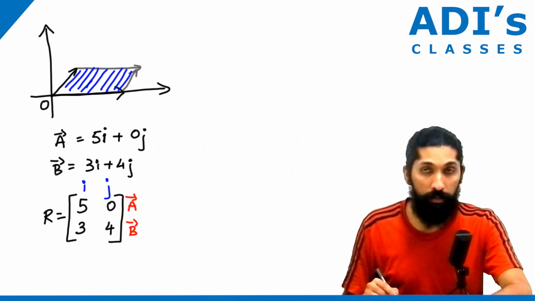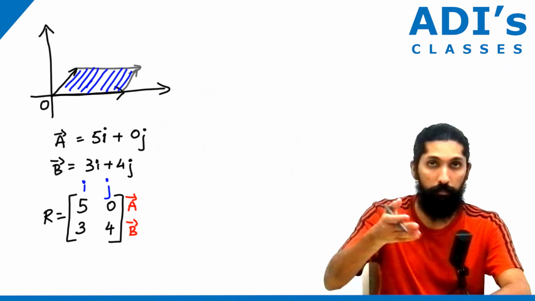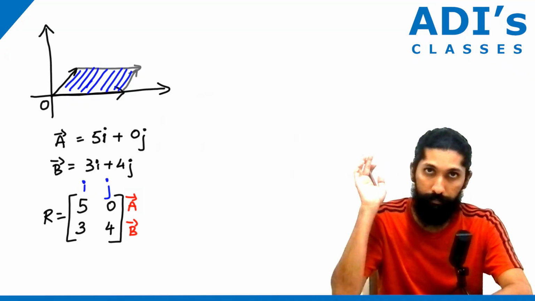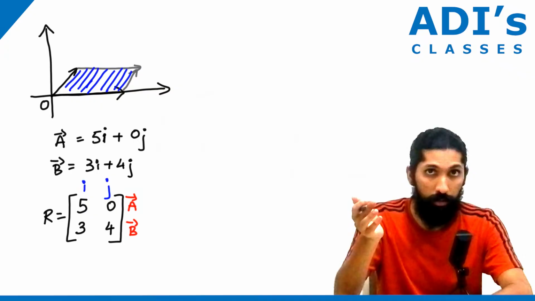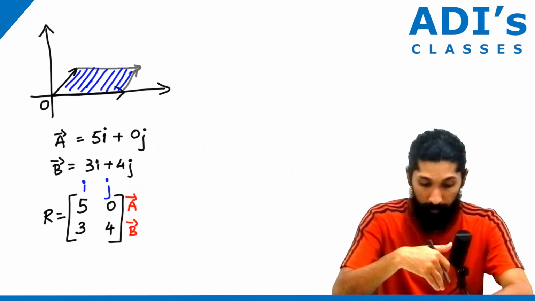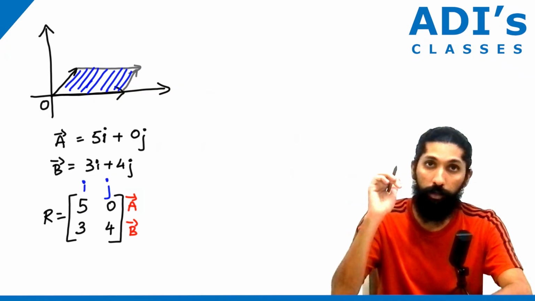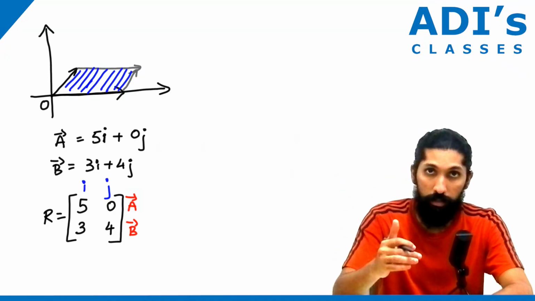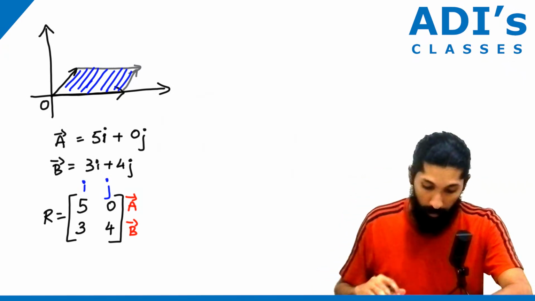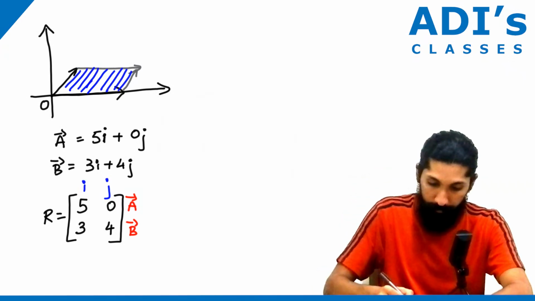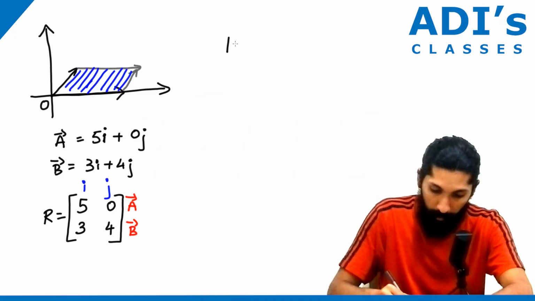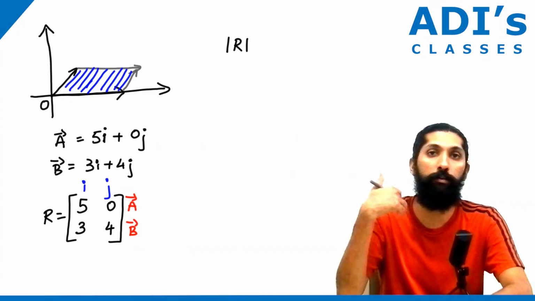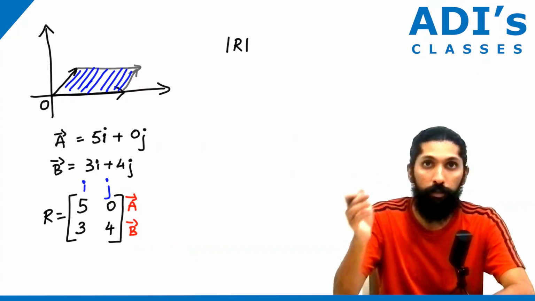Now I'll try to figure out the area of this particular parallelogram. That area of the parallelogram is technically the determinant of this matrix. Now how exactly are we going to calculate this determinant value? To figure out the determinant, we write mod of R. The symbol is the same as modulus, but when you pronounce it, you tell it as determinant of R.